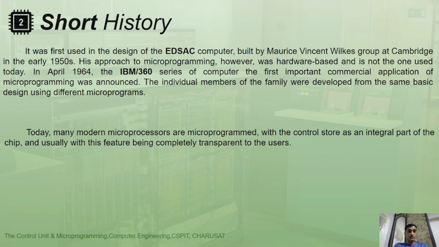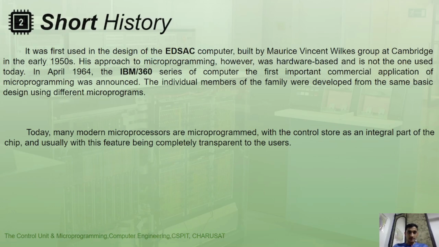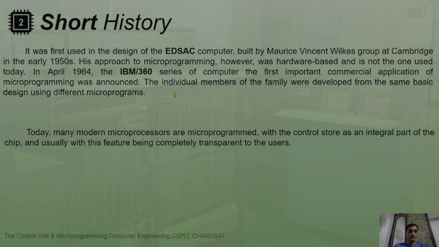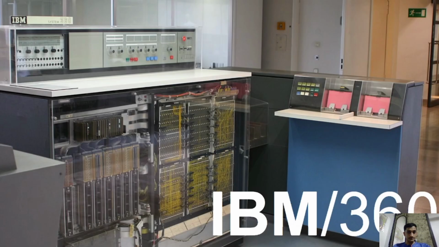In April 1964, the IBM 360 series of computers, the first important commercial application of microprogramming, was announced. The individual members of the family were developed from some basic design using different microprograms. Microprocessors, as I said, are programmed with control stored as an integral part of the chip, usually with this feature being completely transparent to the user. So we are not using hardwired control units right now; we are using microprogrammed control units. This is a picture of the IBM 360, which implemented a microprogram control unit.